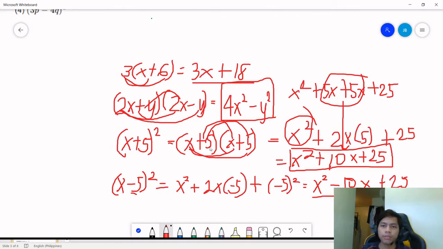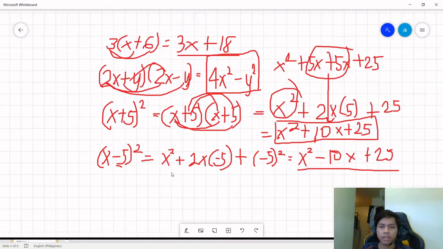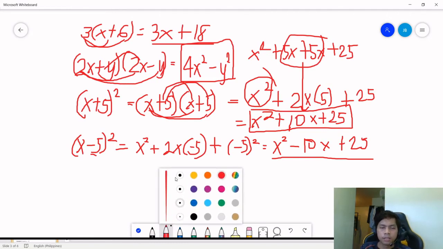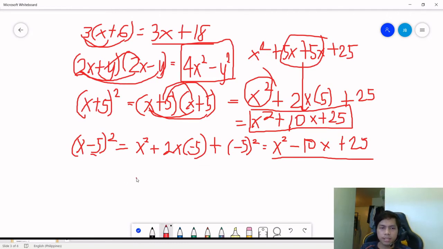Or if you are going to once again do it manually using the FOIL method, you will still arrive at the same answer. Say that's x minus 5 times x minus 5.